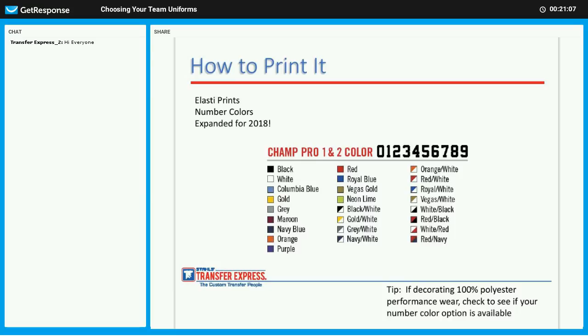But again, these are the ElastiPrint numbers, the Champ Pro. So if you're pressing on a temperature sensitive polyester, you want to make sure the front is ElastiPrint, and you want to make sure whatever you put on the back is ElastiPrint as well. So you would make sure to purchase the ElastiPrint numbers as opposed to the goof-proof numbers.